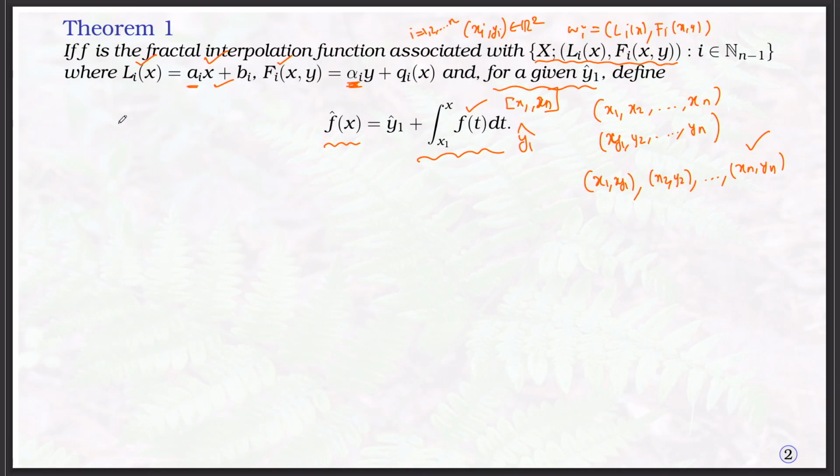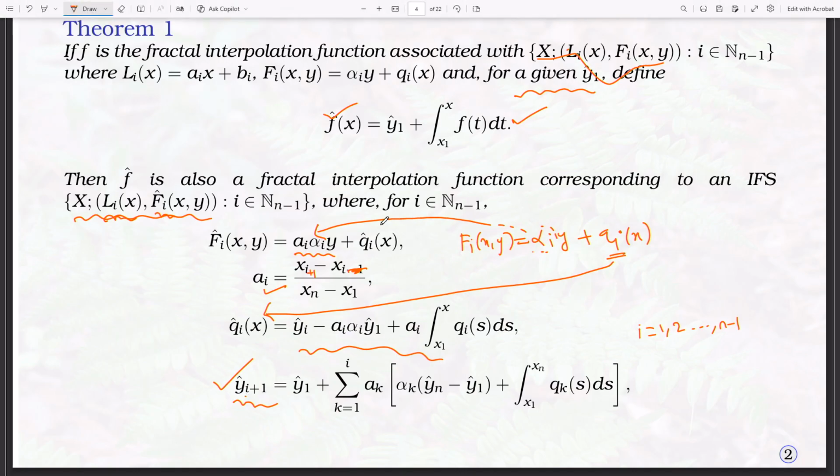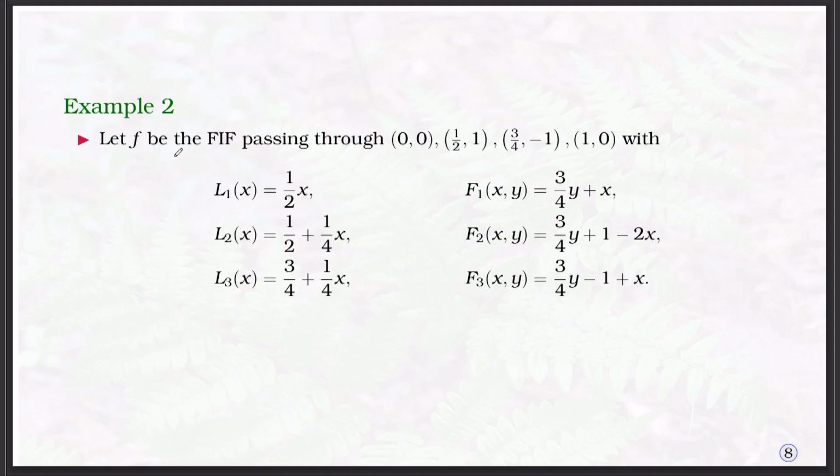So this theorem says if f is a fractal interpolation function associated with the iterated function system, and we define the indefinite integral like this one, then this f cap is a new fractal interpolation function. It will generate the new data points like yi plus 1 cap, and yn is estimated in the end. Now, let us discuss an example for this.